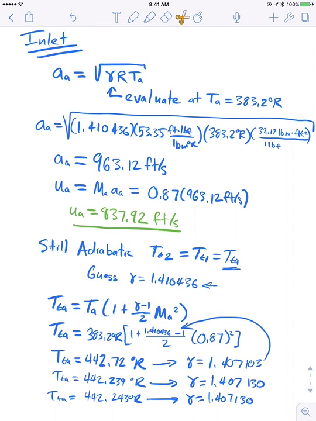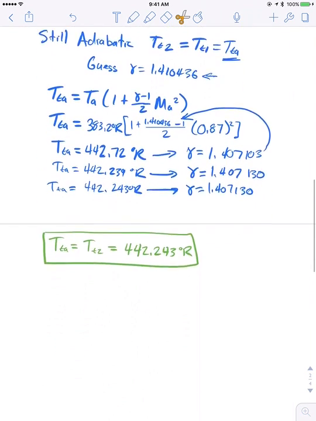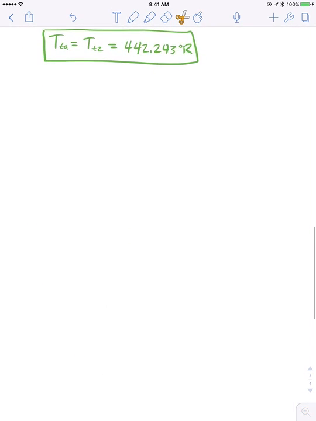And of course, since TTA is equal to TT2, we can say that those are both going to be equal to 442.243 degrees Rankine. Next, we want to calculate the total pressure coming into the inlet, as well as the total pressure at the exit of the inlet where it goes into the compressor.